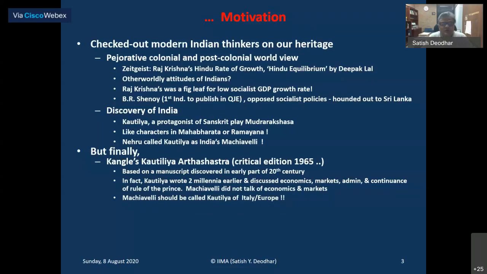Right. So finally, what happened in 1965, one Mr. Kangle, a Sanskrit scholar and historian, wrote a critical edition of Kautilya's Arthashastra, based on a manuscript which was discovered as early as the first part of the 20th century. Till the first critical edition was published in 1965, everybody was almost saying that, well, the Arthashastra exists, Kautilya maybe existed, but he is more associated with the Sanskrit play Mudra Rakshas. But with Kangle's book, it became obvious that no, he was a historical figure.